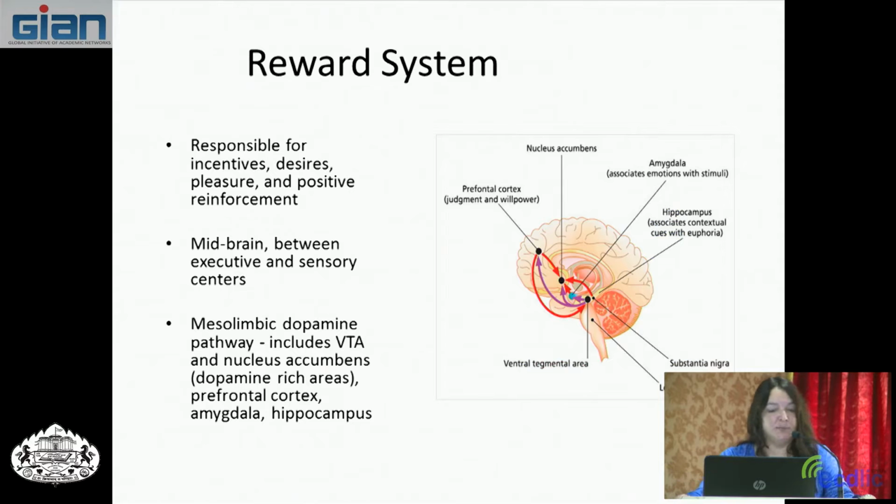So we briefly talked about the reward system, which comes from the midbrain, the ventral tegmental area, and nucleus accumbens, which are the groups of neurons that sit low inside the midbrain. The reward system helps us have incentives and desires. It helps to reinforce positive behaviors, and it includes a lot of the dopamine-rich areas that are in the brain. It's sort of located between executive centers and the sensory centers.